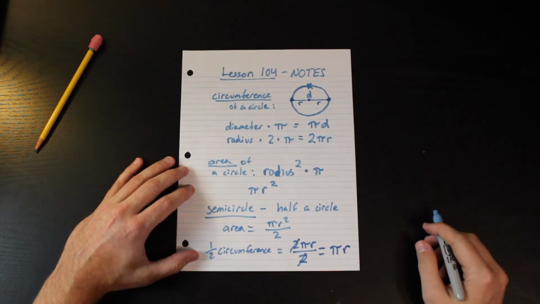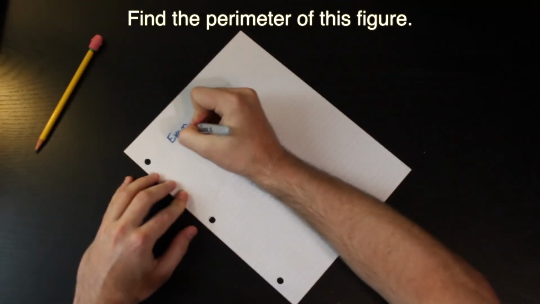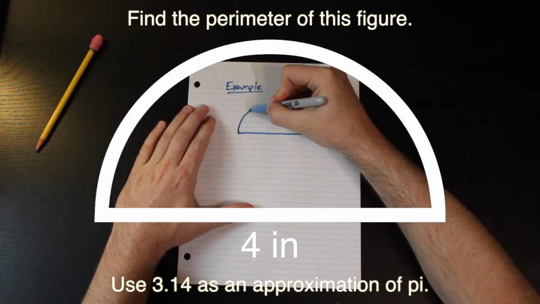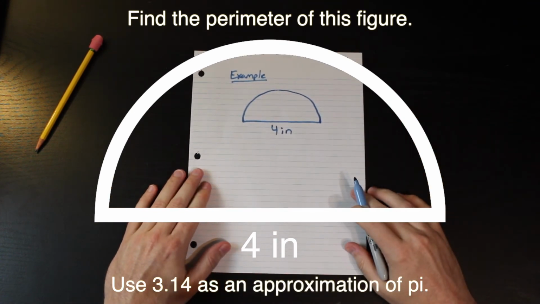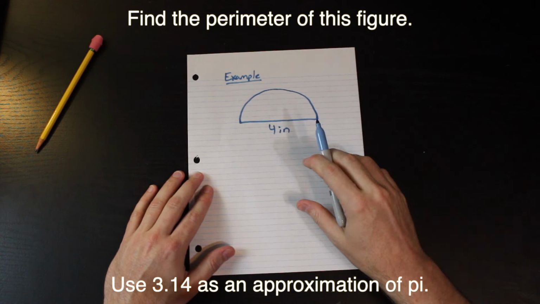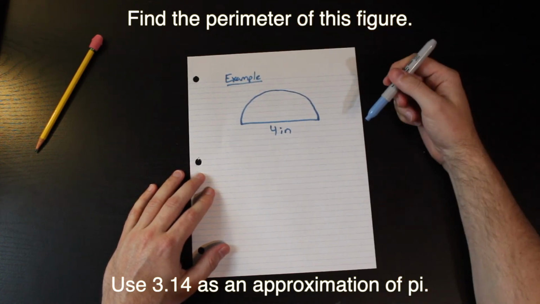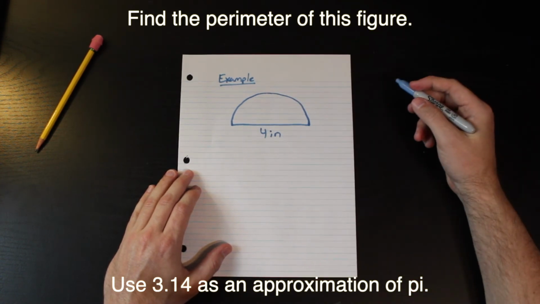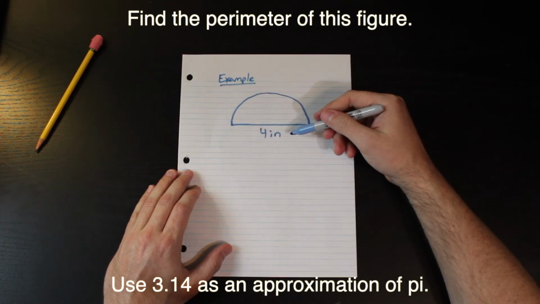Let's check to make sure we understand this by doing an example problem. Find the perimeter of this figure. Use 3.14 as an approximation of pi. So how do we solve? First, remember that perimeter means the distance all the way around the figure. Part of that answer is already given to us here. The distance across the bottom of the figure is 4 inches.